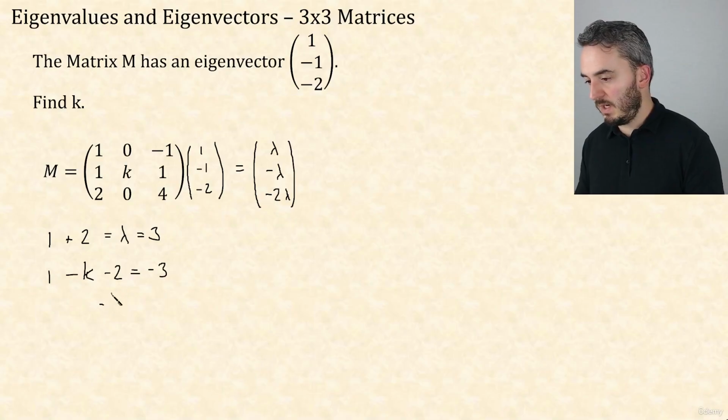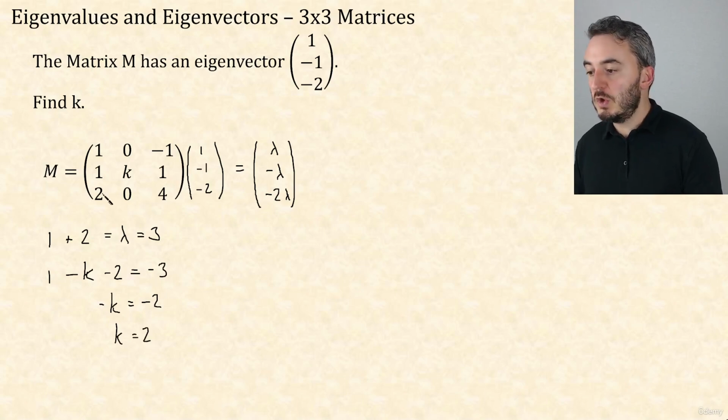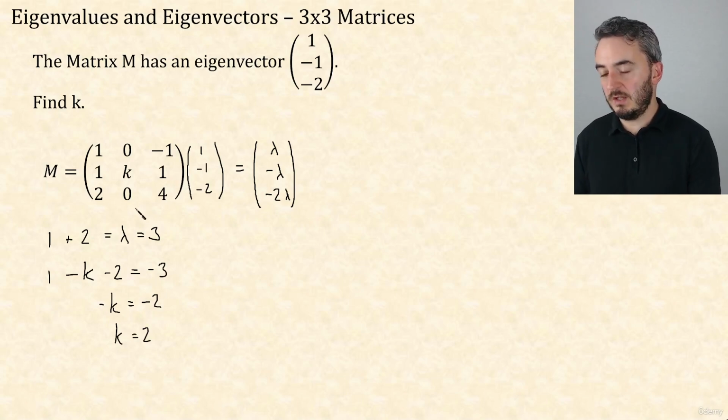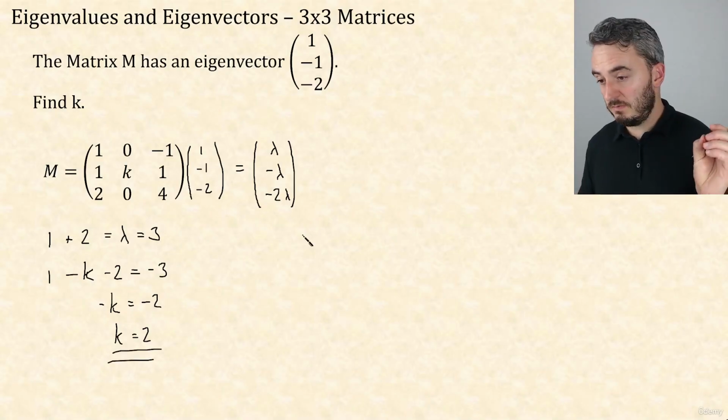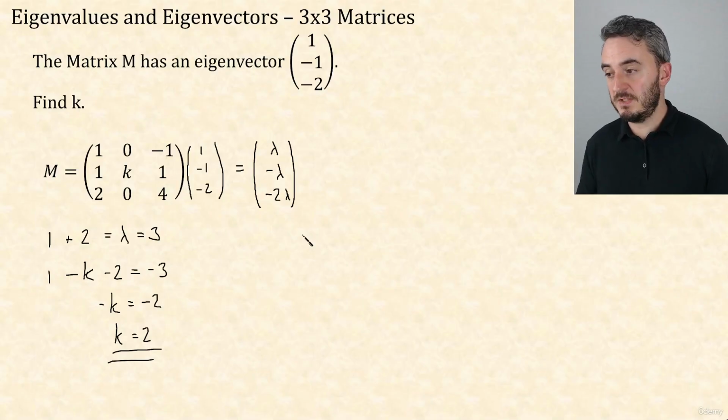which I now know is -3. So this is giving me minus k equals, well, this is -1, so add 1 to both sides, and I get k equals 2. You could check that third row just to check you got lambda correct. That's 2 minus 8, so it should be -6. Yes, -2 times 3 is -6. Okay, so there's the value of k, and we had that first value of lambda.